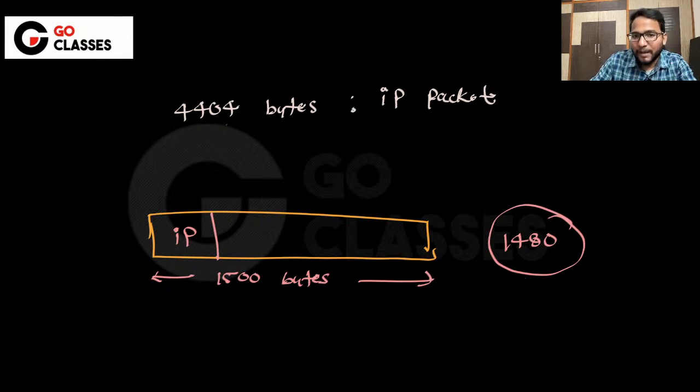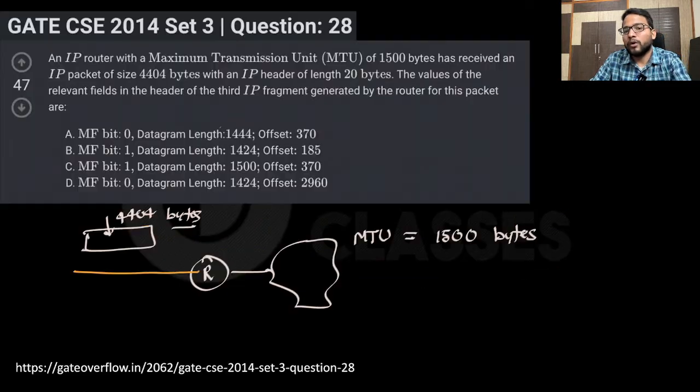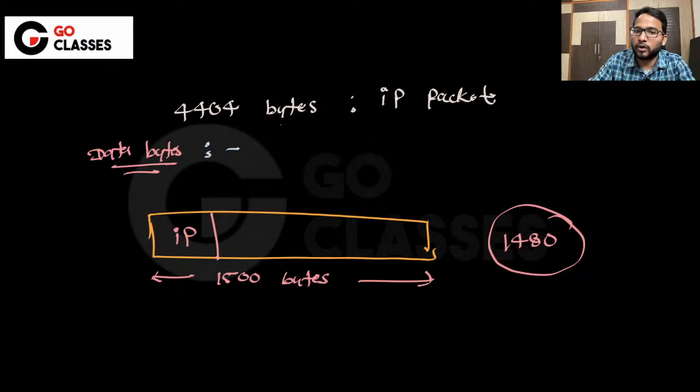Now this IP packet also contains the IP header. So that's why you will say the data bytes here. You need to subtract 20 from both: 20 from the MTU, and 20 from the IP packet. How to check it? If it says IP packet size, it contains the header. If it says data size, only the data, then it means they are only talking about the data, not the header.